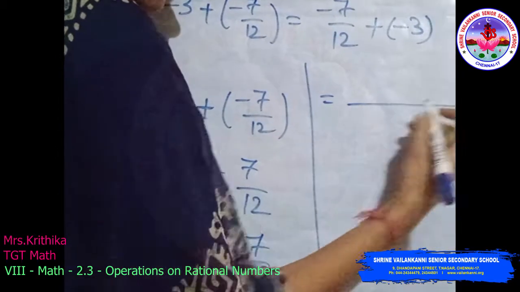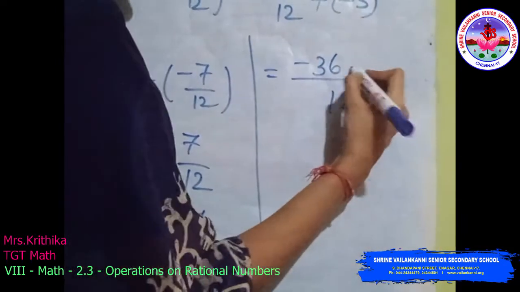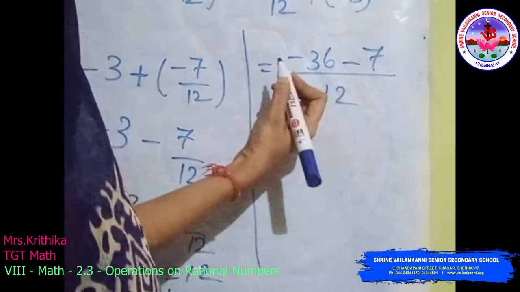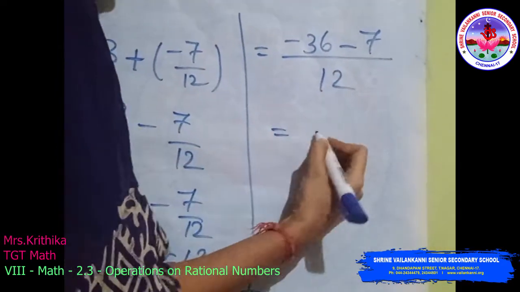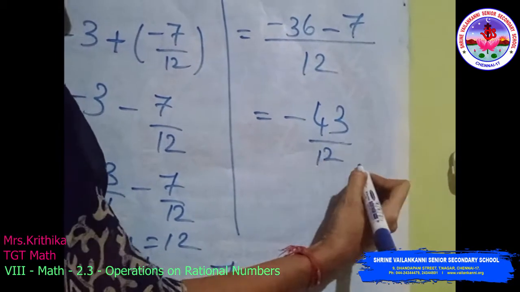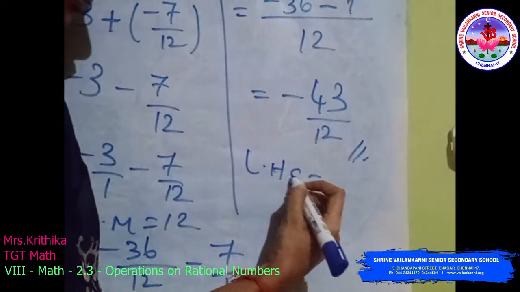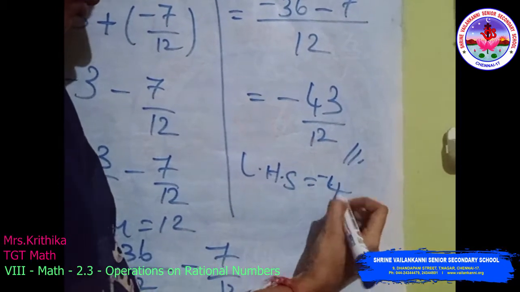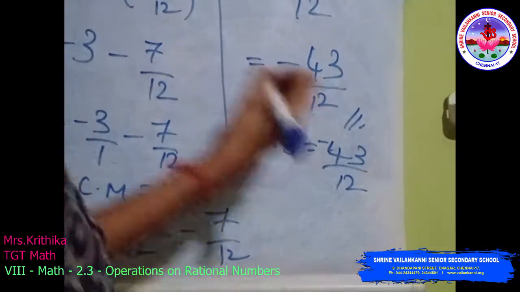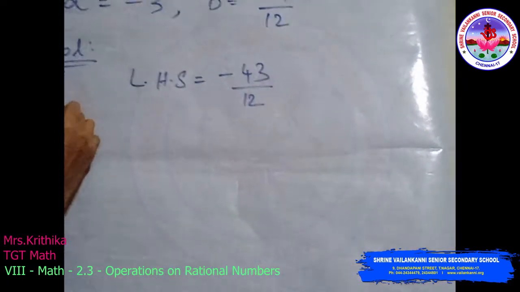Taking the common denominator 12, -36 minus 7. -36 minus 7 is -43/12. This is the LHS value. LHS is equal to -43/12. Next RHS.